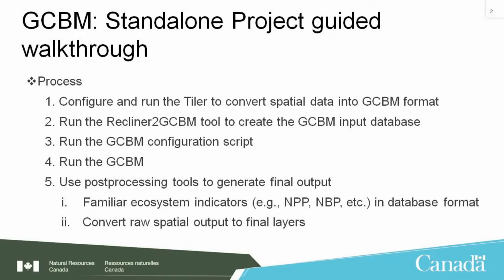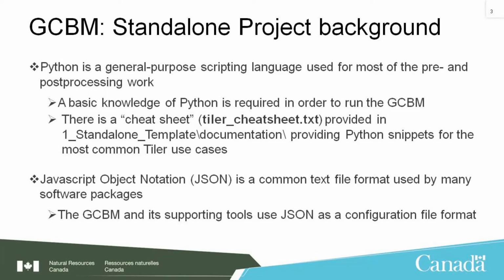As with any CBM CFS3 project, the user can generate all of the usual ecosystem indicators, like net primary productivity, in database tables, but they also convert the raw spatial output to final layers. This slide provides the basic technical background required to understand some aspects of using the GCBM.